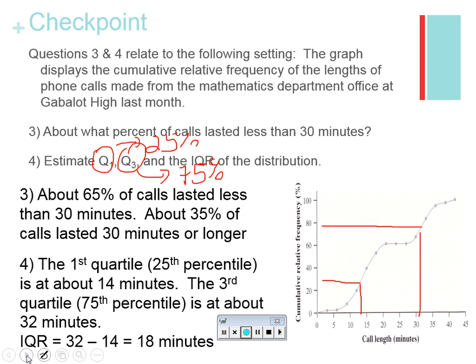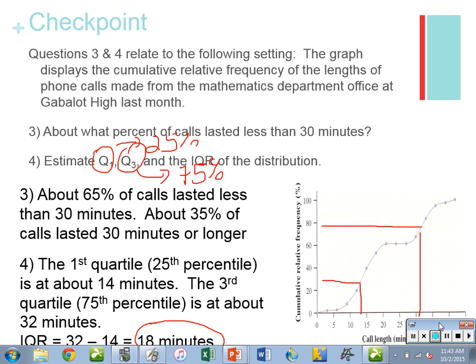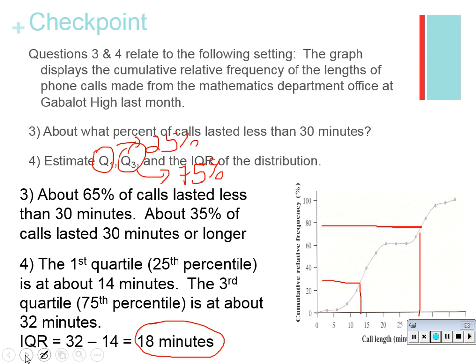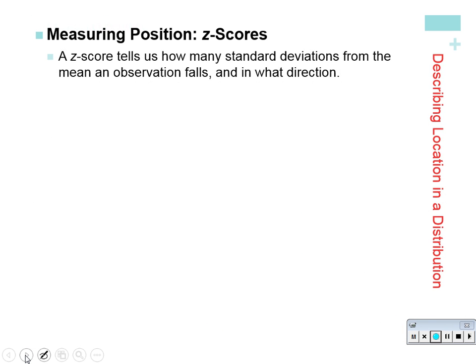The first quartile came out to be approximately 14 minutes. The third quartile came out to be approximately 32 minutes, which makes the interquartile range 32 minus 14, which is 18 minutes. So that's the interquartile range. That's one example of some different things involving measures of location.